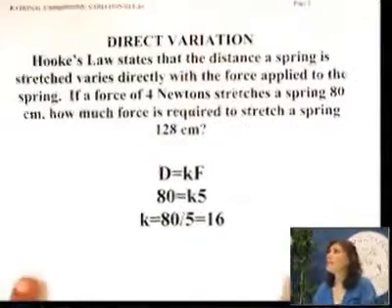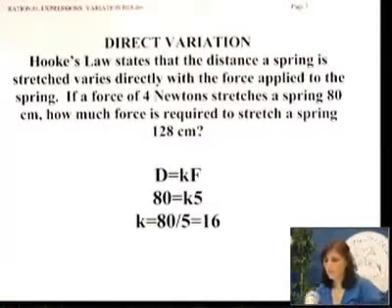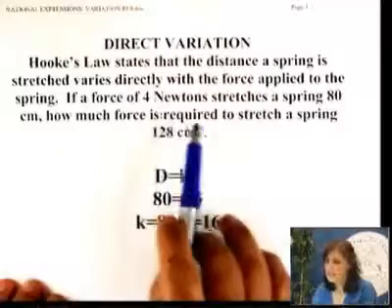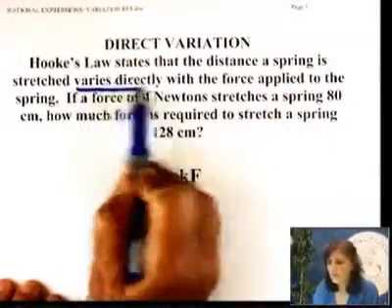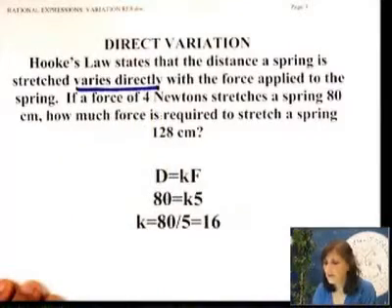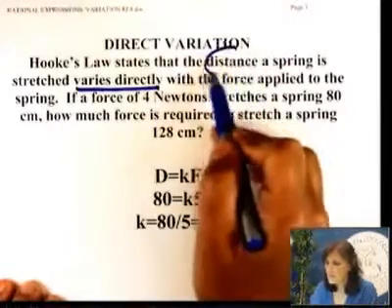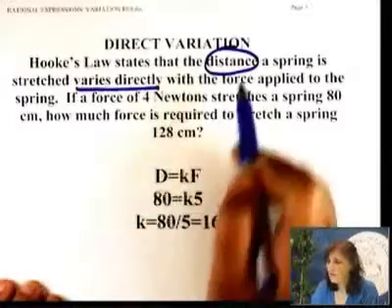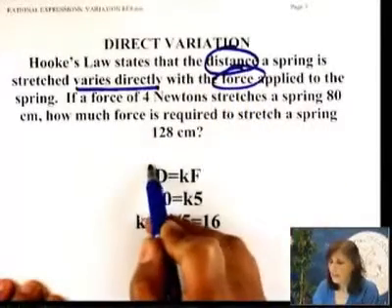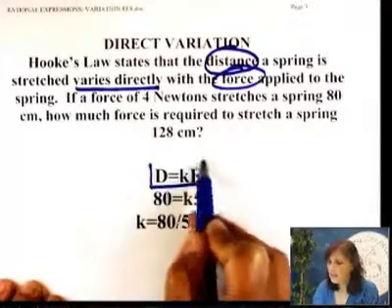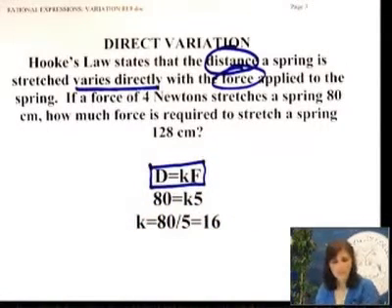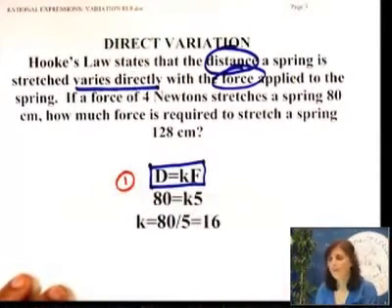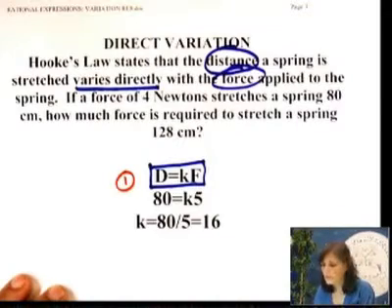Okay, let's do an example. A direct variation example. Hooke's law states that the distance a spring is stretched varies directly with the force applied to the spring. So distance varies directly with the force. Distance equals K times F. That's the first step. You write the proportionality formula. Second step, you plug in numbers.